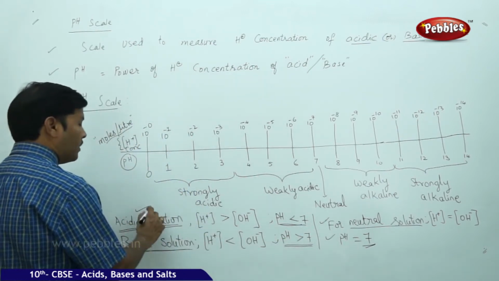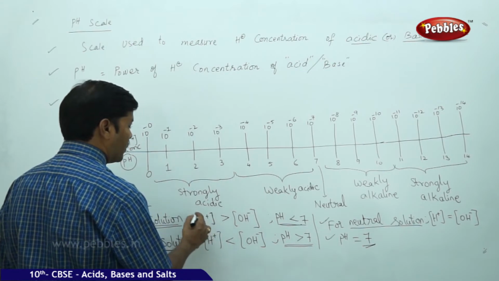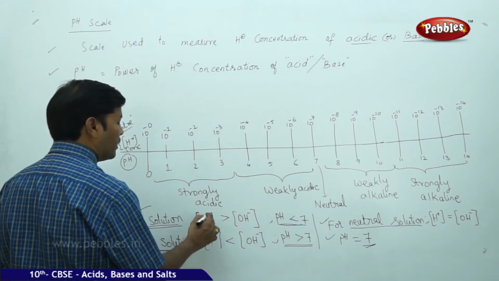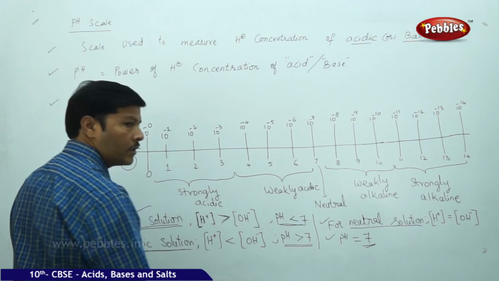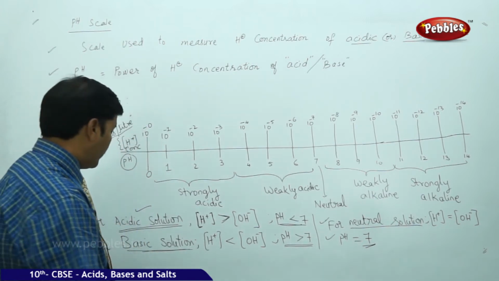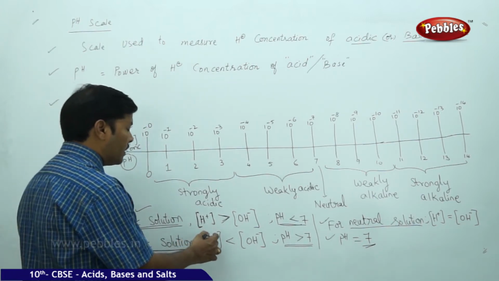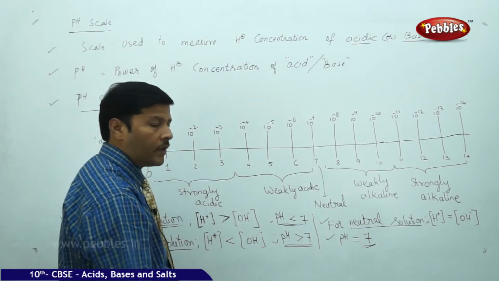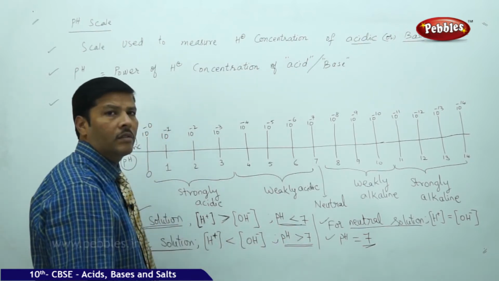For an acidic solution, H plus ion concentration expressed in moles per liter is greater than OH minus ion concentration, and for a basic solution, the H plus ion concentration is less than OH minus ion concentration. That's why the pH is greater than 7.